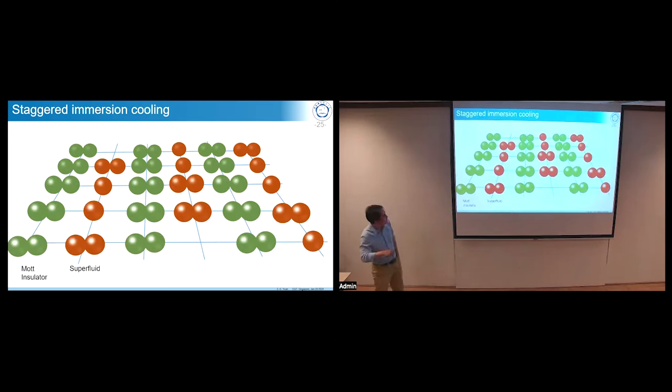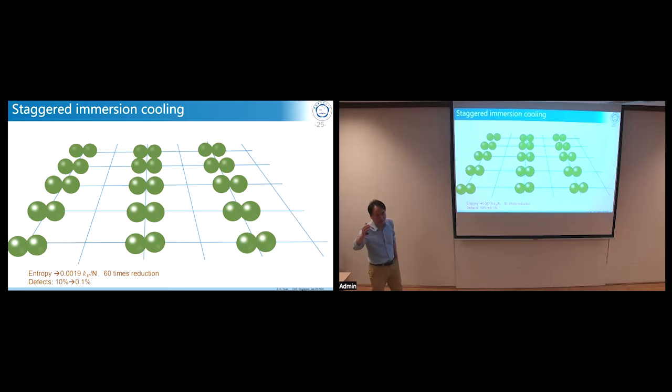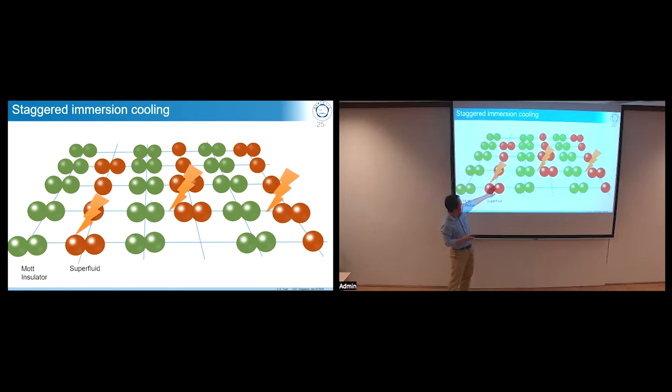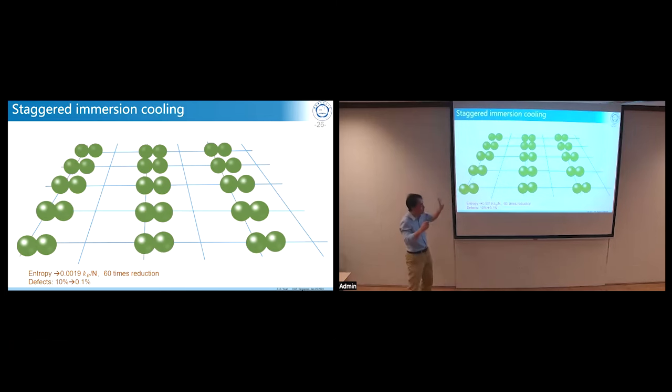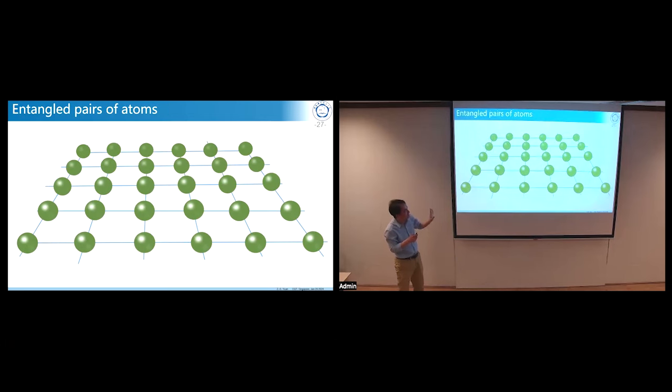This is the reservoir. We make a spin flip and blow them away with the light, since they have different spin states. These atoms are on resonance with the light, and these ones are in the dark state. So finally we choose the atoms in the low entropy state. So we have such a system.